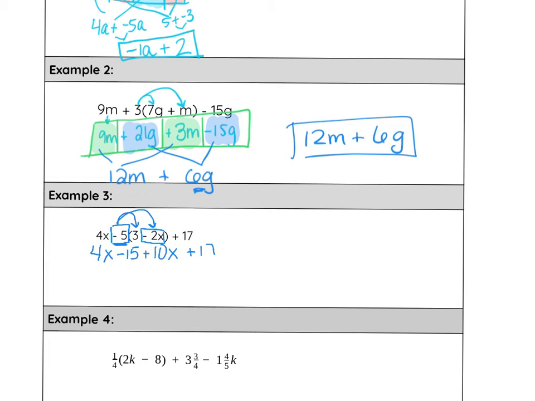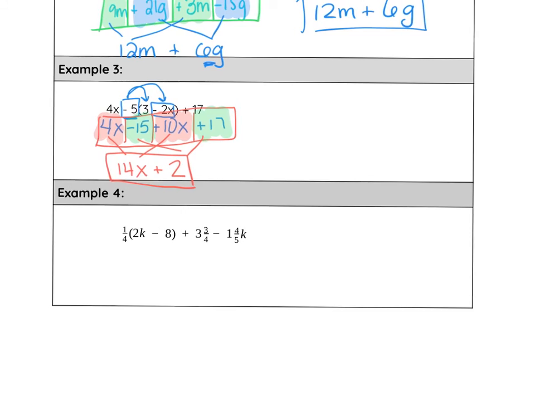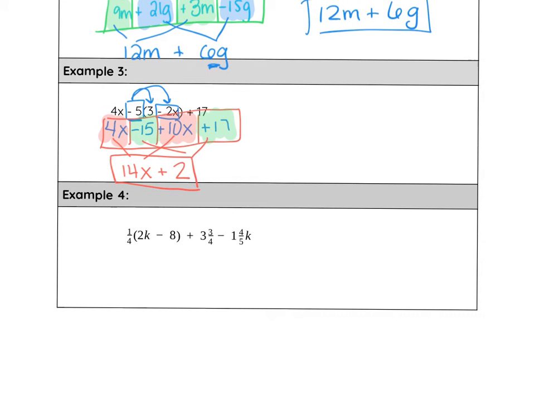Now split up your terms, box them off, and combine like terms. So 4x and 10x, and negative 15 and 17. All right, from there, let's add 4x and 10x, 14x, and negative 15 plus 17 gives us 2. But because 2 is positive, we put a plus sign in between. So 14x plus 2.